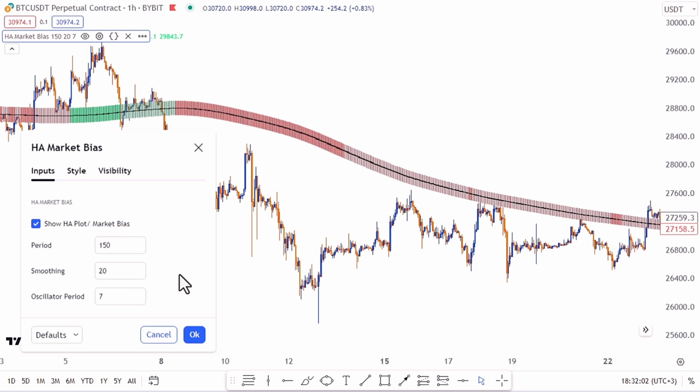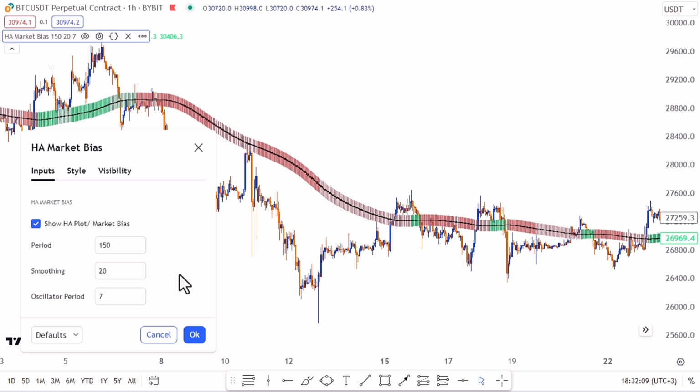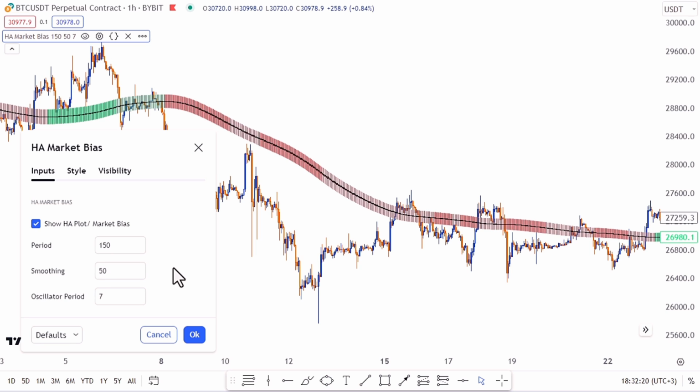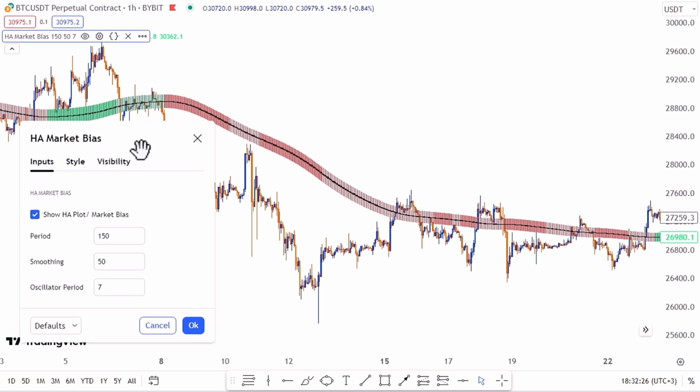Conversely, a lower smoothing value, such as 20, will provide a more responsive indicator line, capturing faster changes in the price action at the cost of increasing the noise displayed by the indicator. A good middle ground for smoothing is 50, showing us a smooth and clear view of the trend without including too much noise. The final setting of the market bias indicator is the oscillator period.